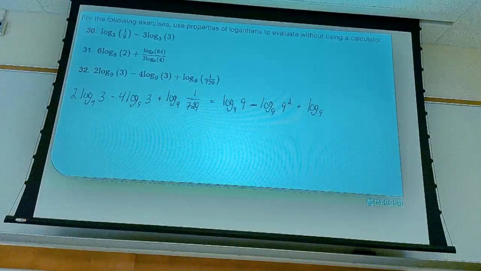But that's 1 over 729, right? So it'll be 1 over. So it'd be 9 to what power? Minus 3, right? Because I want to take the reciprocal first to get it as 729, and then 729 is 9 cubed. Now you should easily be able to see what we get. It's 1 minus 2 minus 3, right? Which is -4.